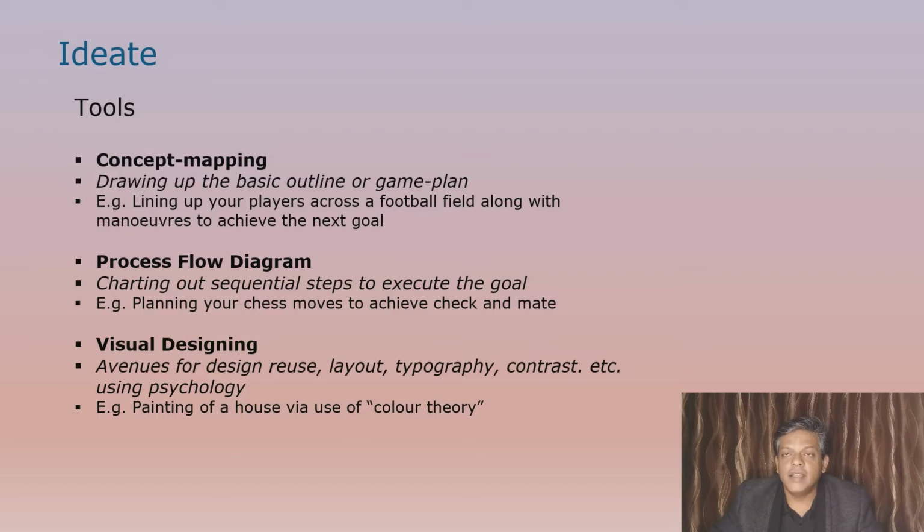Concept mapping is basically nothing but drawing up the basic outline or the game plan. For example, lining up your players across a football field along with maneuvers to achieve the next goal. A process flow diagram is nothing but charting out sequential steps to execute your goal, for example, planning your chess moves to achieve checkmate eventually. And visual designing is all about avenues for design reuse, layout, typography, contrast, etc.